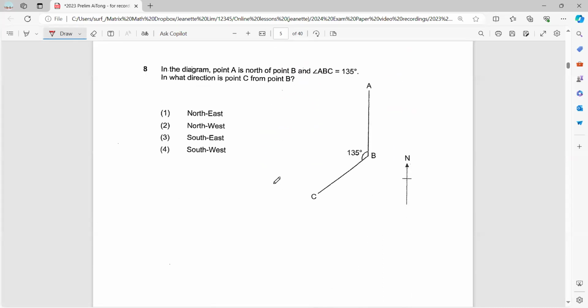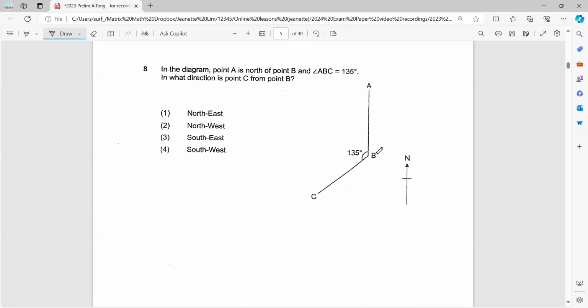Now let's look at question 8. In the diagram, point A is north of point B. So with reference from point B, A is in the north. Then we have angle ABC, 135 degrees. In what direction is C from point B?